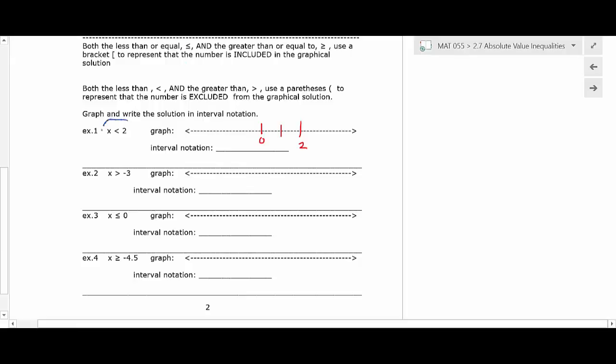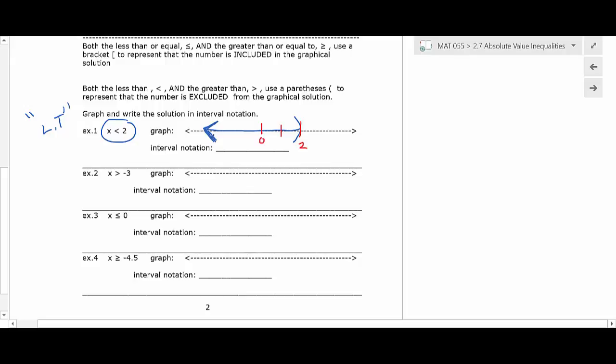Okay, this is a less than problem, so which way am I going to shade? Left. Am I going to use a bracket or a parenthesis on the 2? Parenthesis. When do you use a bracket? Equal to bar. Okay, so you're going to put a parenthesis there, and then you just shade to the left. You do have to put an arrow there. That's important that you do that. Okay, that's how that goes.